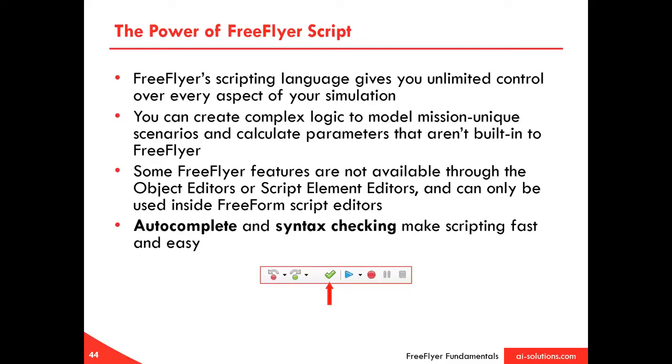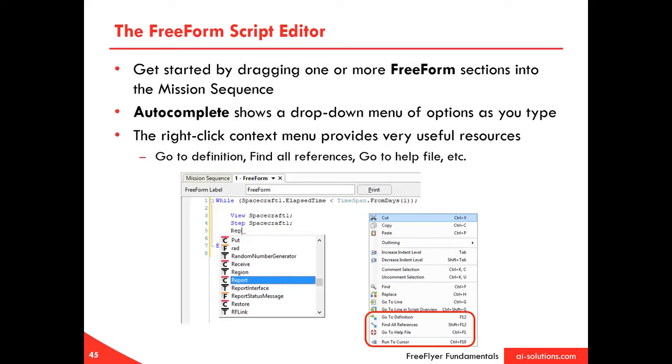When you're working inside a FreeForm script editor, FreeFlyer works to make it as easy for you as possible. The FreeForm script editor provides autocomplete functionality and syntax checking to make your scripting fast and easy. You can get started by dragging one or more FreeForm sections into the mission sequence from the list of script elements on the right-hand side of the control screen. The image shown here shows an example of typing inside a FreeForm script editor and the autocomplete menu that appears as you type. All you need to do is hit Enter or Space to complete the suggested word.